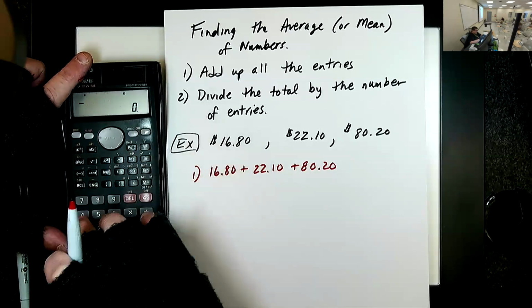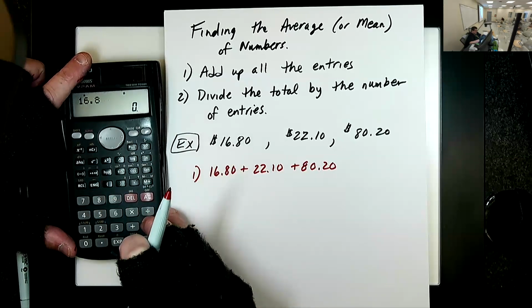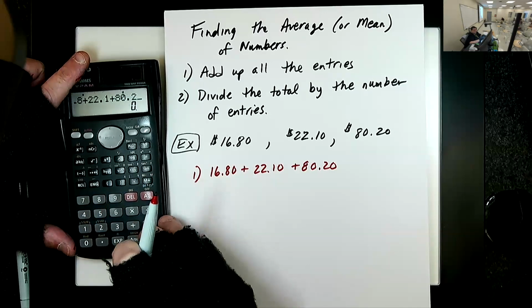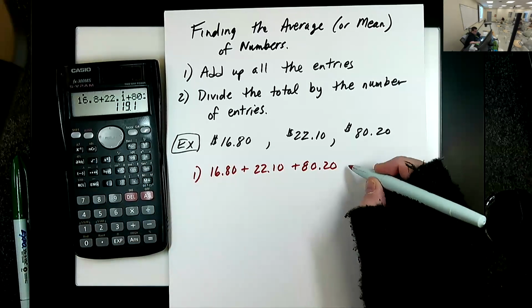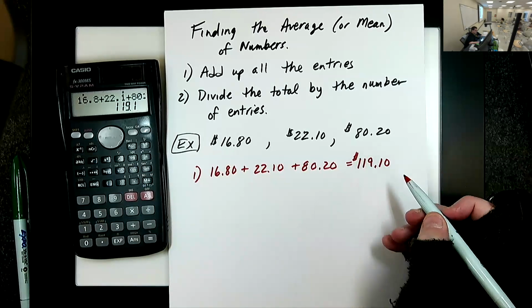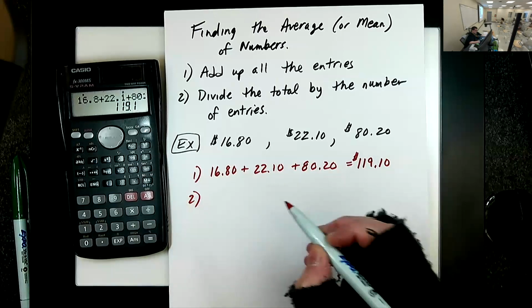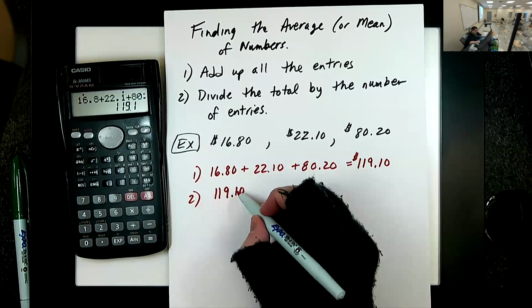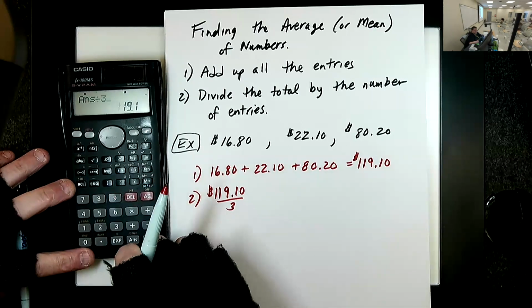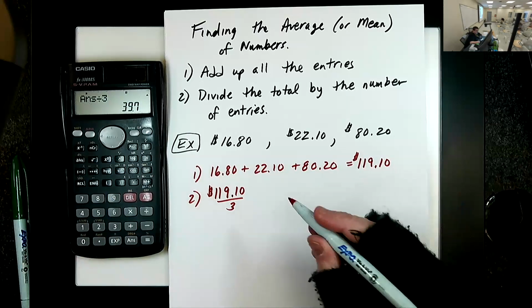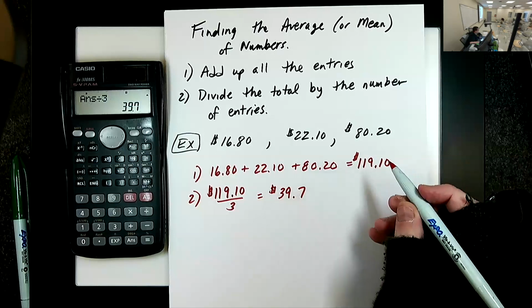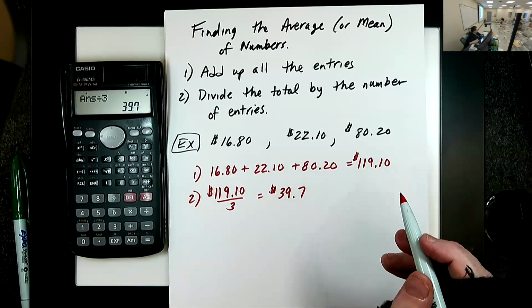Oops. $119.10. Step two, divide the 119.10 by 3. $39.7. That's what the calculator told me, 39.7.